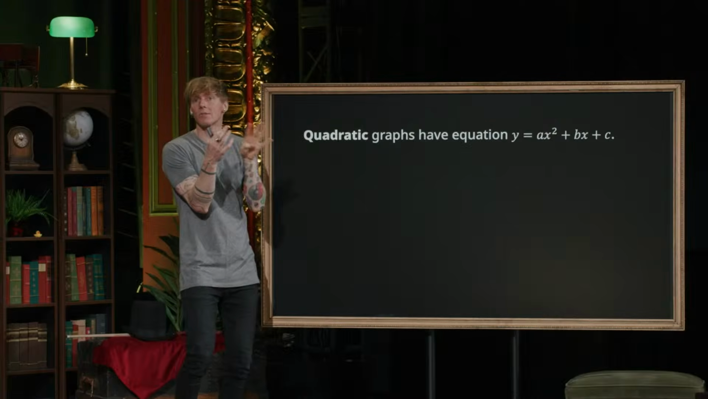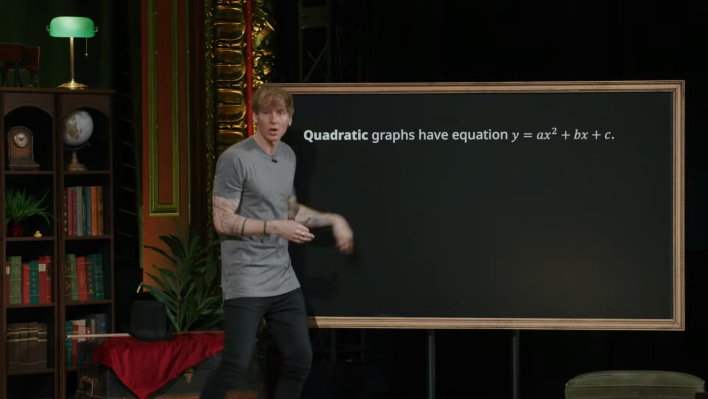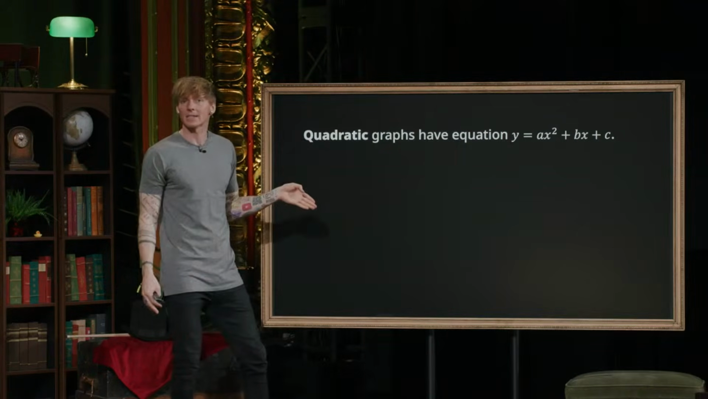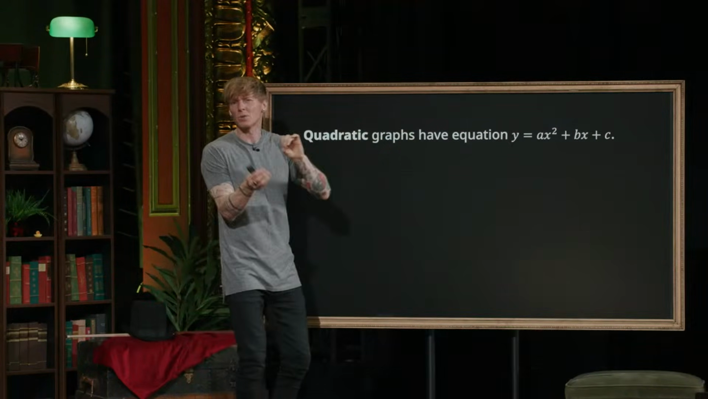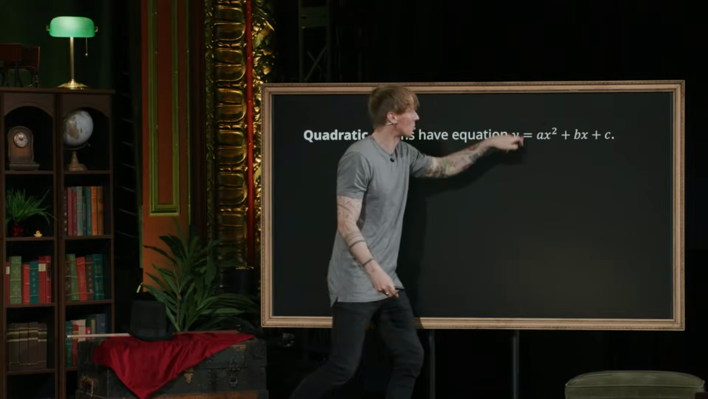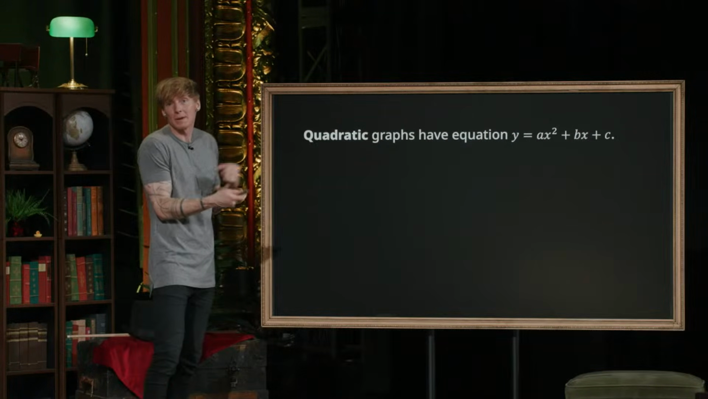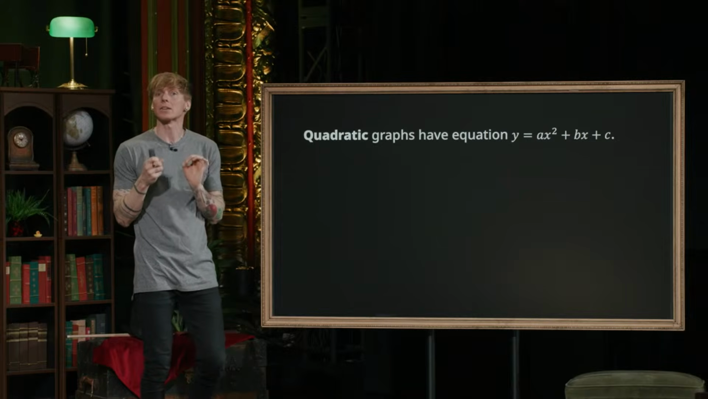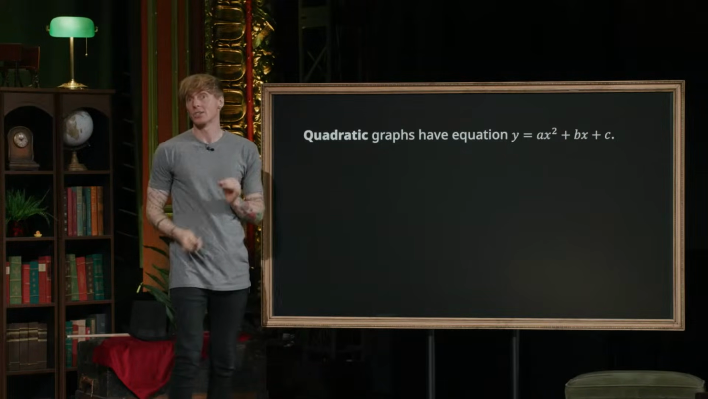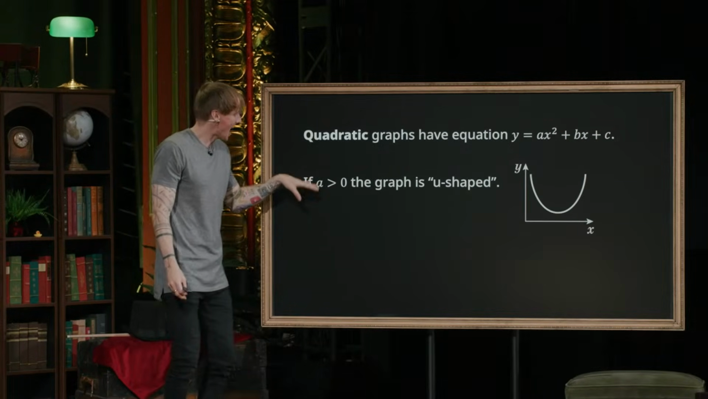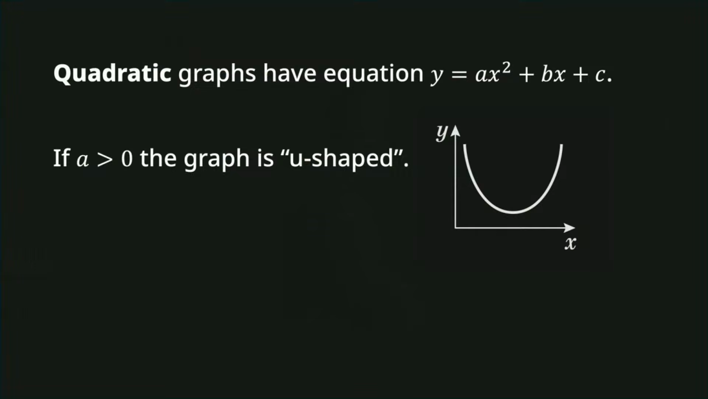So a, b, and c are our constants. X is still the horizontal axis and y the vertical axis. And the key thing here compared to our linear graphs is we have the squared term being added in. So with that squared term, it means we end up with two now very distinct shapes that are no longer a straight line. So when a is positive, when this first coefficient on the x squared is positive, we get a U shape, so something like this.